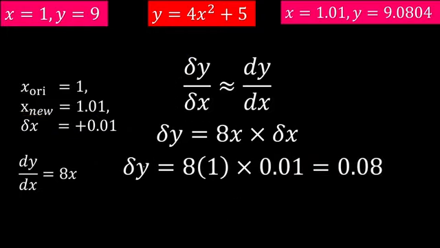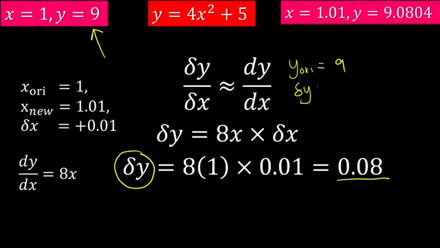How do I get my new y? My original y is 9, right? You should remember, we computed when x equals 1, y equals 9. So now we know y is going to experience a change of 0.08. So we can say that the change of y is going to be positive 0.08. Can you tell me what is the new y? Yes. The new y is going to be the original plus the sum of the changes. So the new one is going to be 9.08.